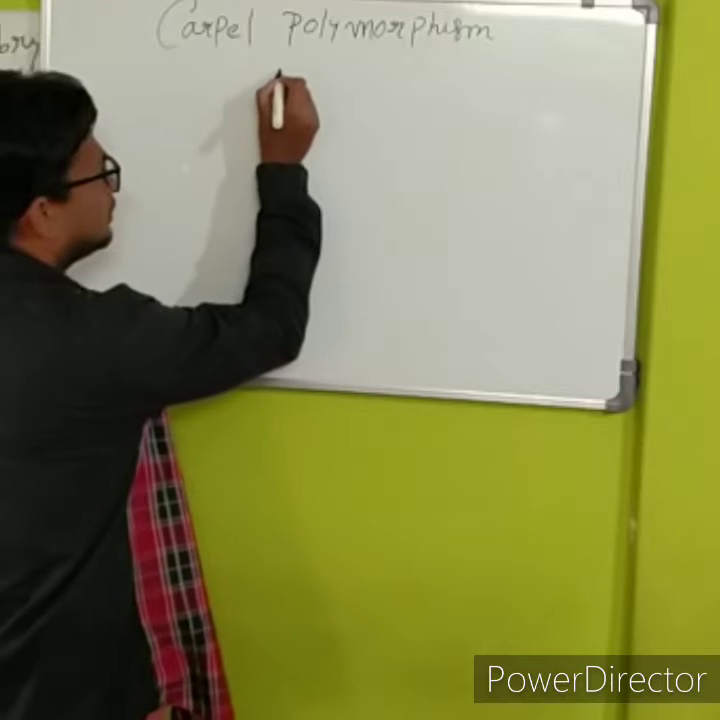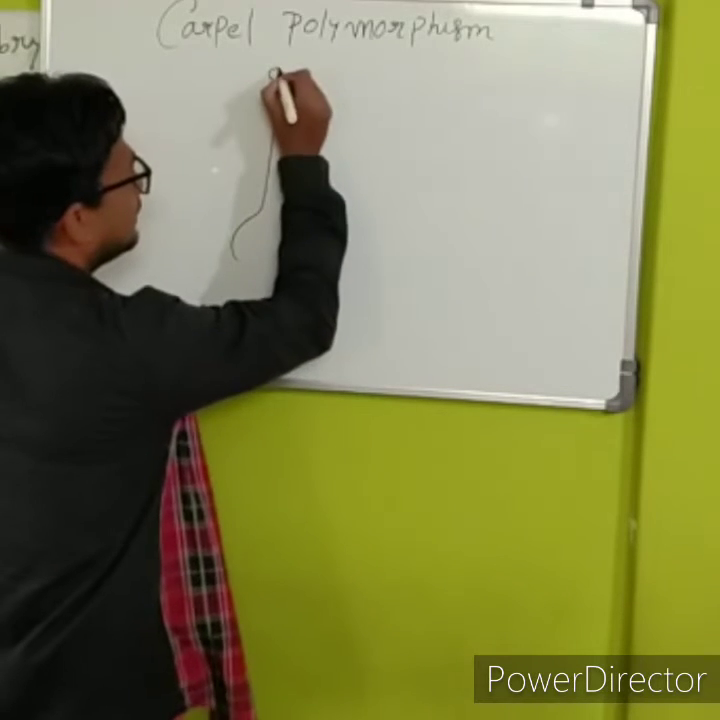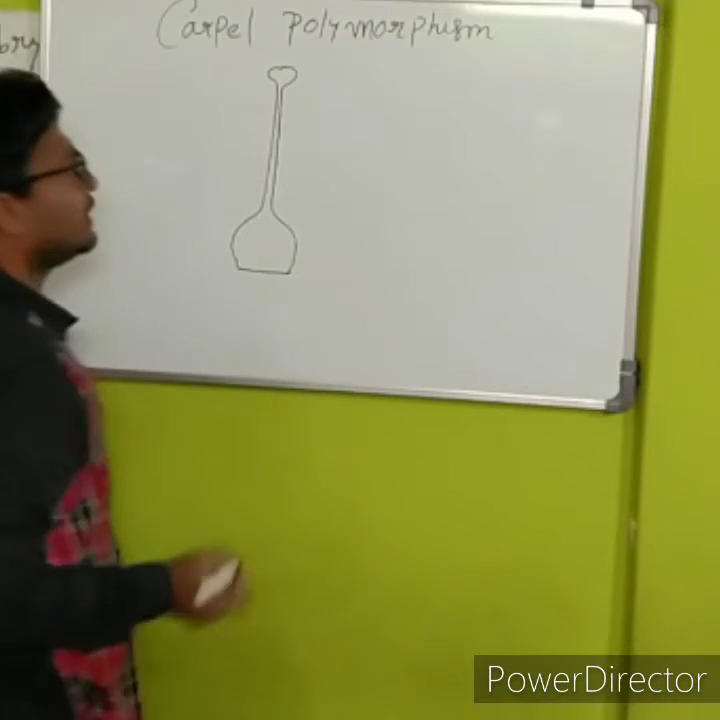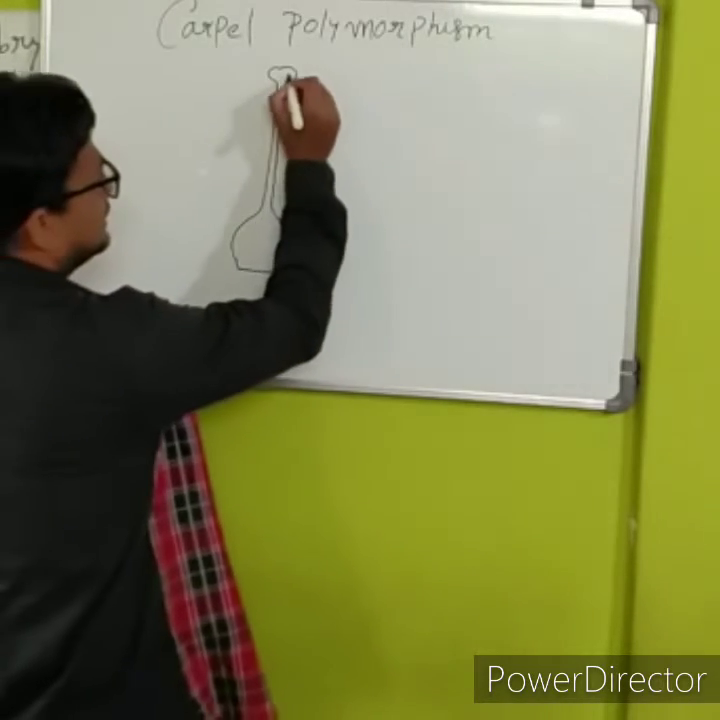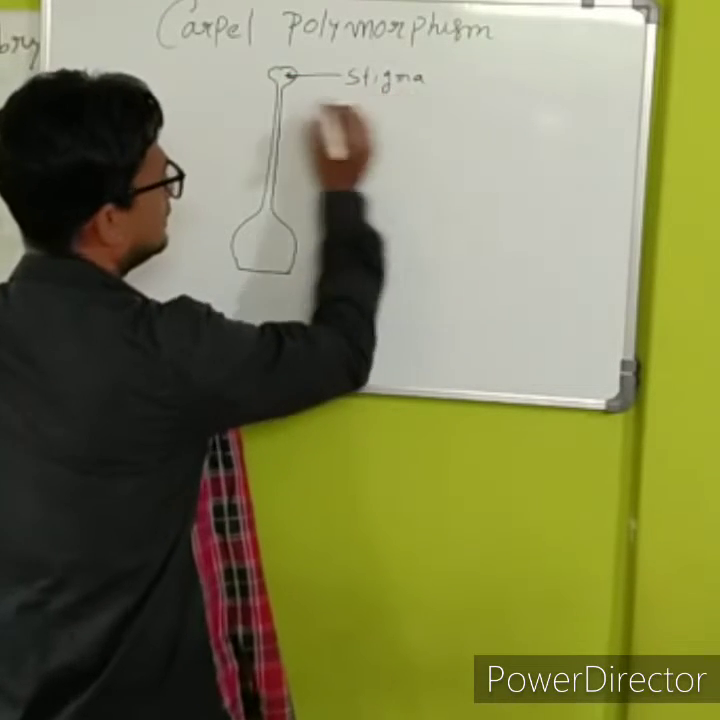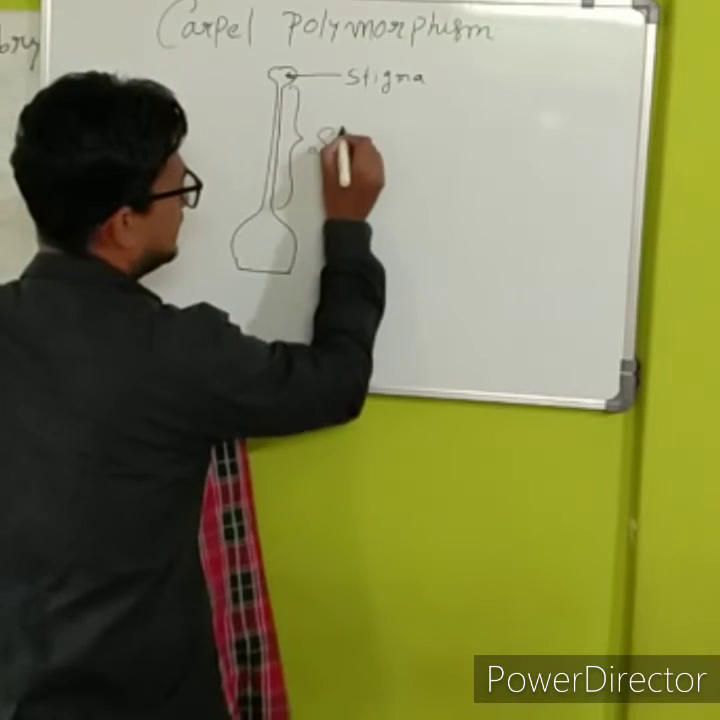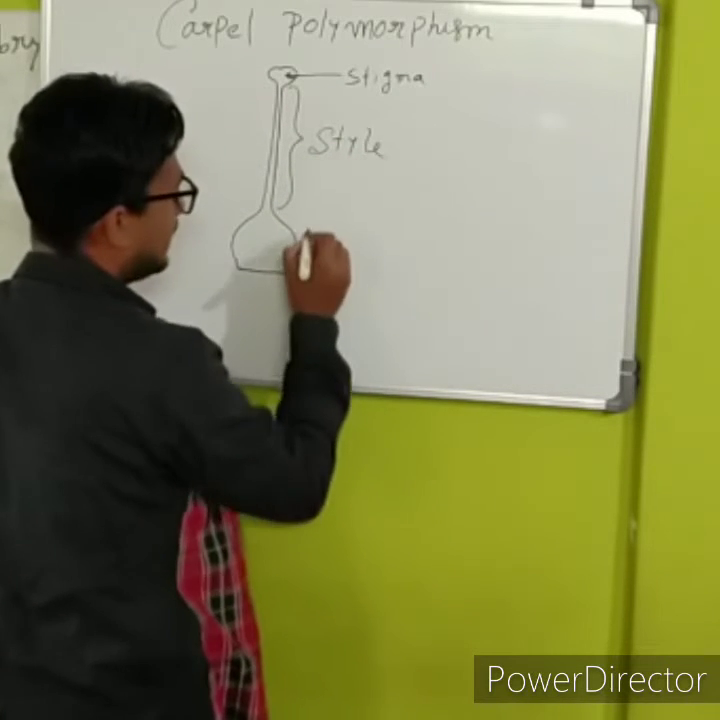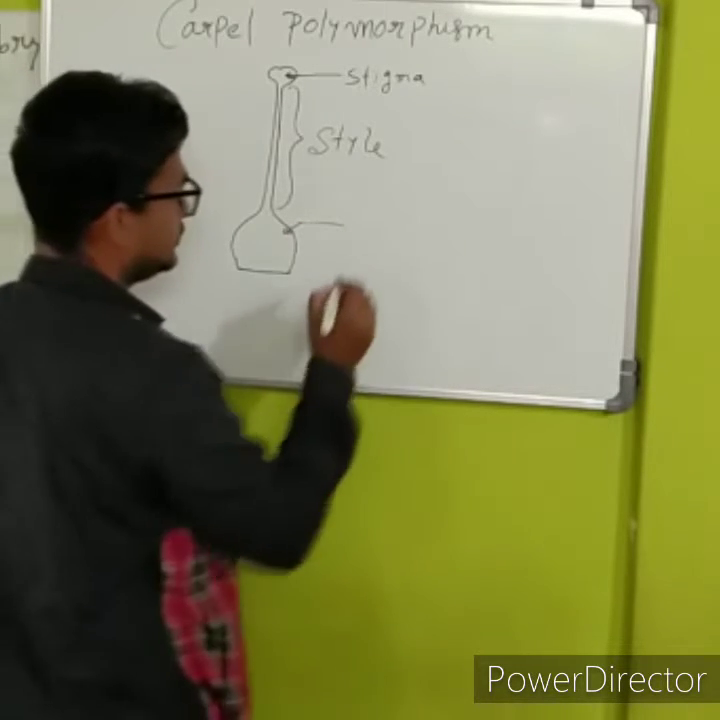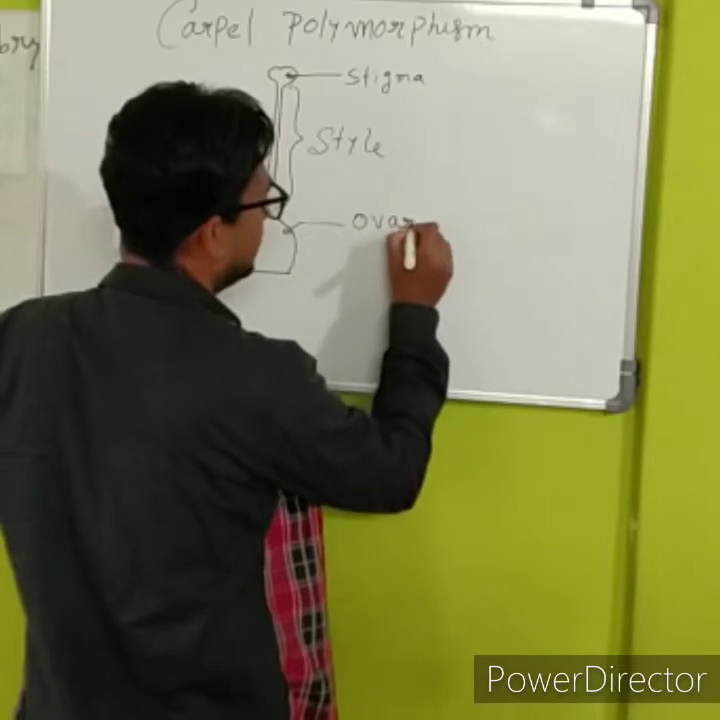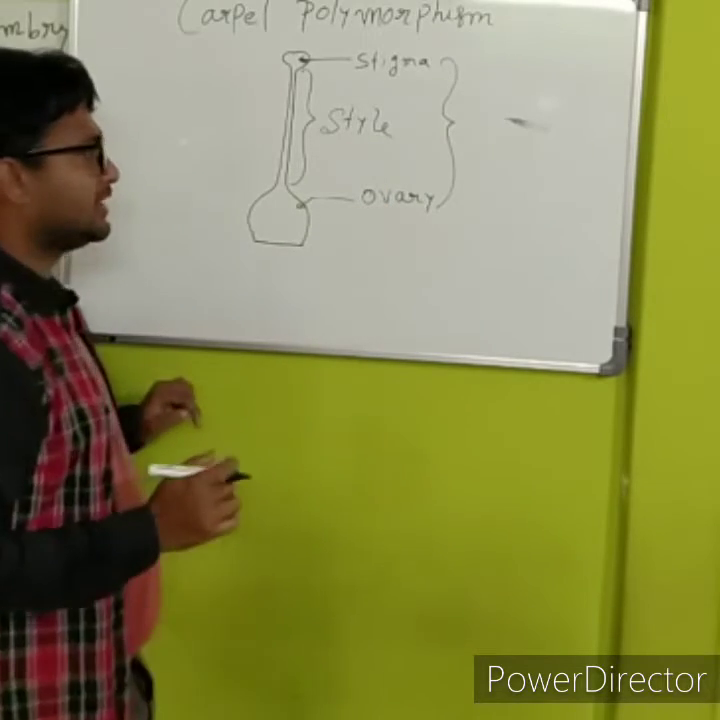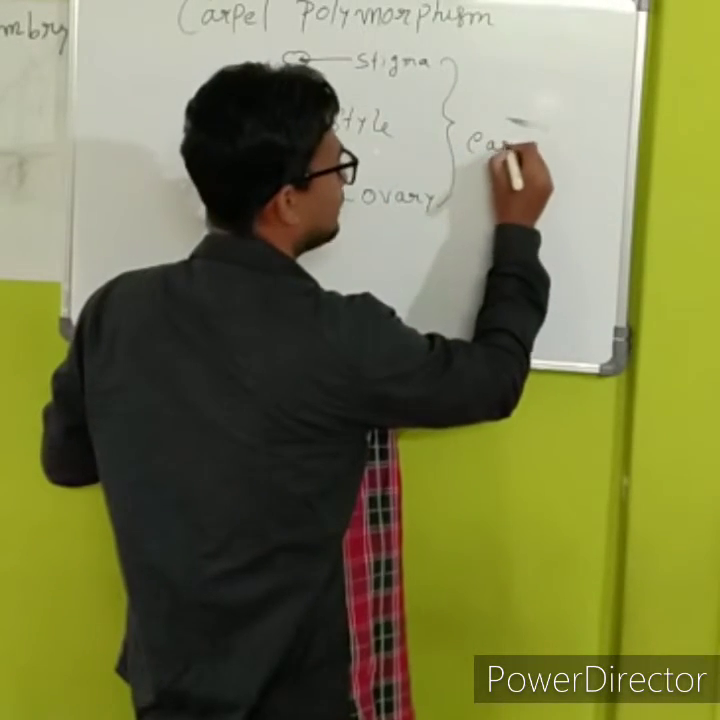A carpel or gynoecium has three parts, that is the stigma, style, and the basal swollen portion is called the ovary. So the stigma, style, and ovary of the gynoecium represents the carpel.